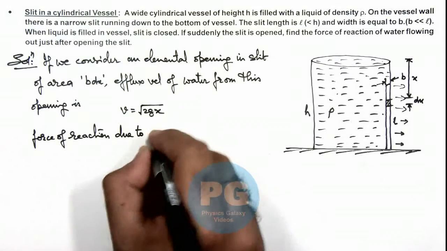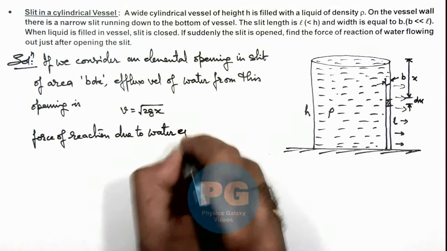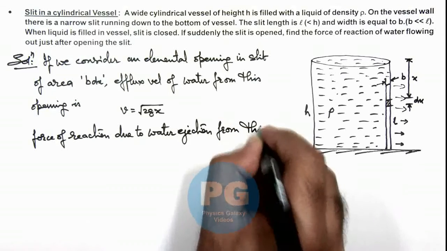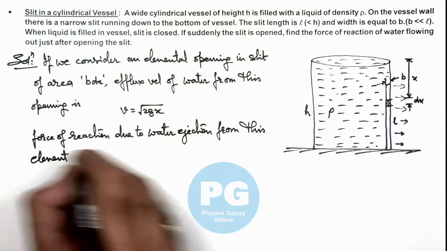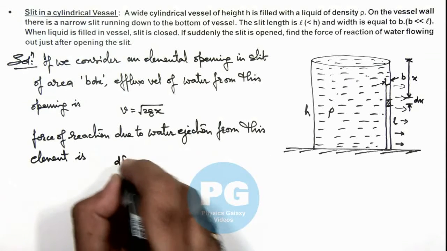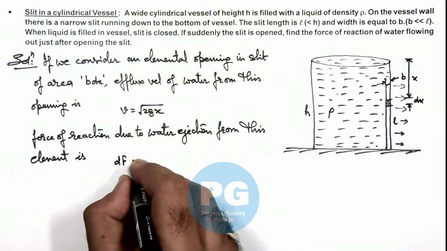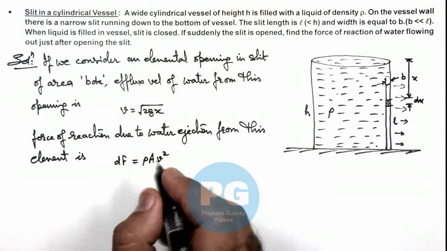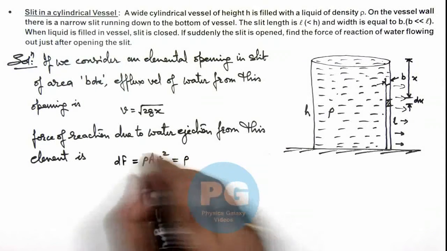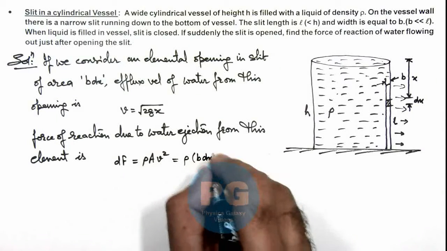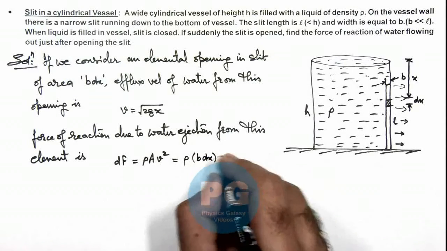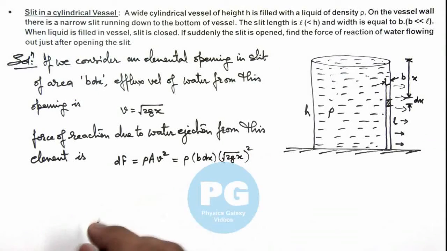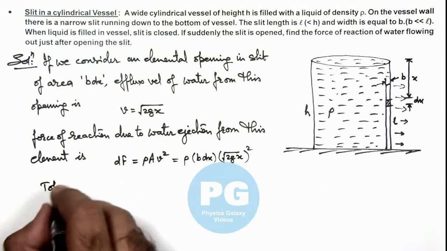And we can write the force of reaction due to water ejection from this element as dF, and the value, we know, the reaction force is given as ρ A v squared. We already studied this in concepts. So here we can write it as ρ, the area is B dx for this elemental opening, and the velocity is root 2gx whole squared.